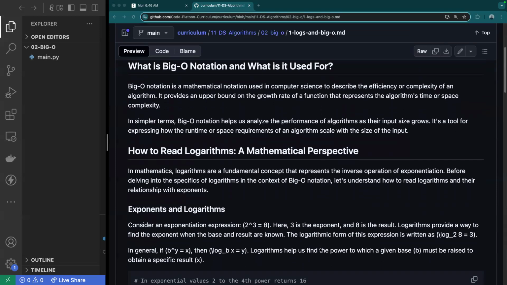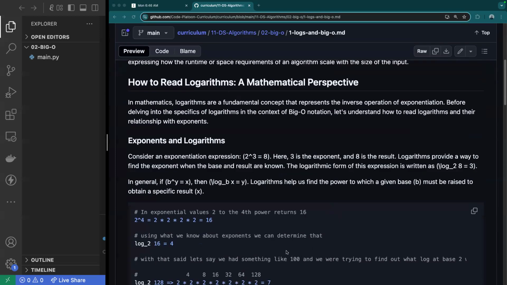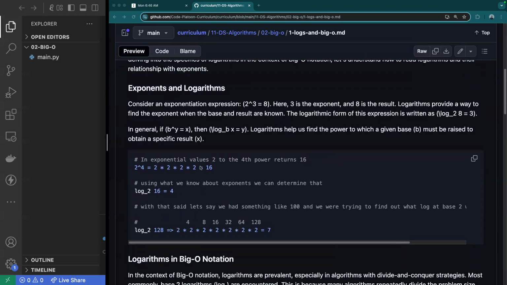Now, when you're looking at big O notation mathematically, all it means is 2 to the power of something. For example, in exponential values, 2 to the power of 4 gives us 16. When we're using logarithms, log of 16 gives us 4. Same thing with log of 128, which gives us 7. Does anyone have any questions about how this works or how to exchange those in between?